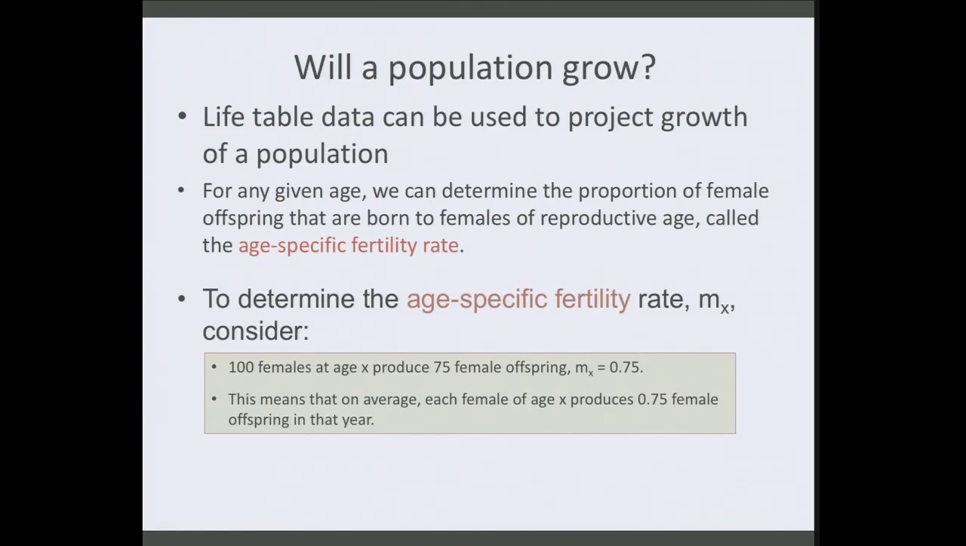One male, for instance, could be the parent of multiple children for multiple females, so it simplifies things to just look at female offspring. So if 100 females produce 75 female offspring, then we have a fertility rate from that age range of 0.75. So the average female will produce 0.75 offspring in that age group. So females of that age produce 0.75 female offspring in that year.